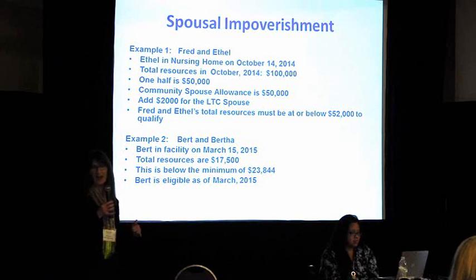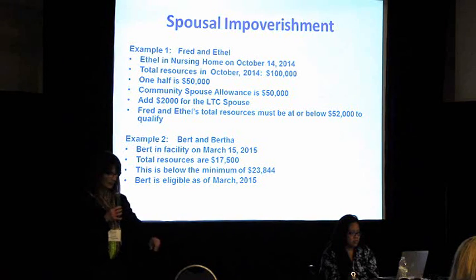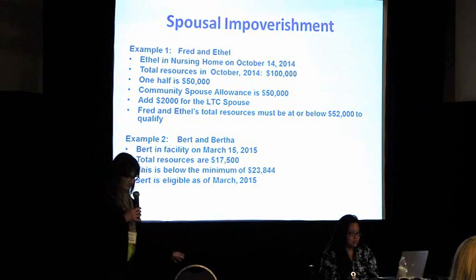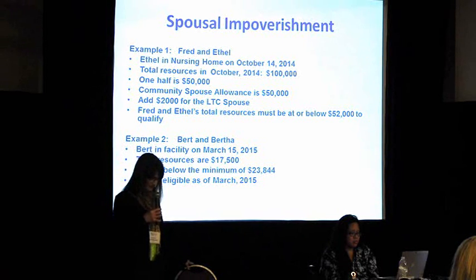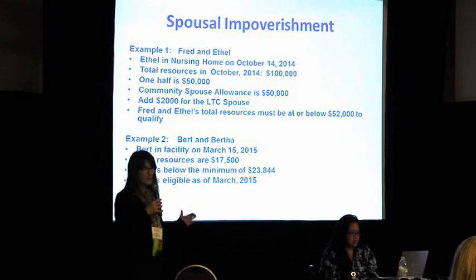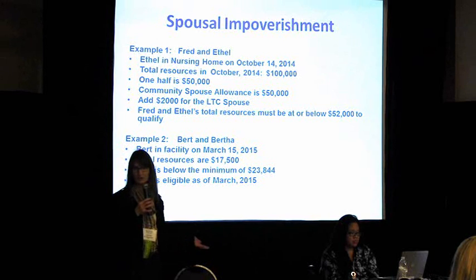So, a couple who doesn't have $23,000 or doesn't have quite the resource level that Fred and Ethel did. In this case, it's Bert and Bertha. Bert is in the facility on March the 15th. Together, they have total resources of about $17,500. But we said before that the minimum was $23,000. So Bert and Bertha are already below the minimum. So that means that Bert qualifies right away.